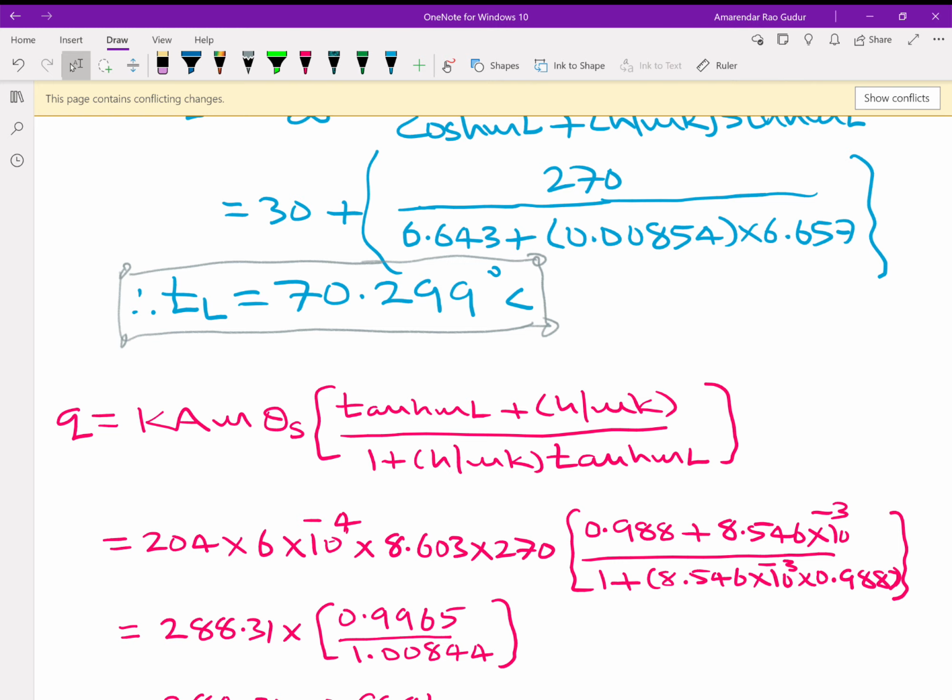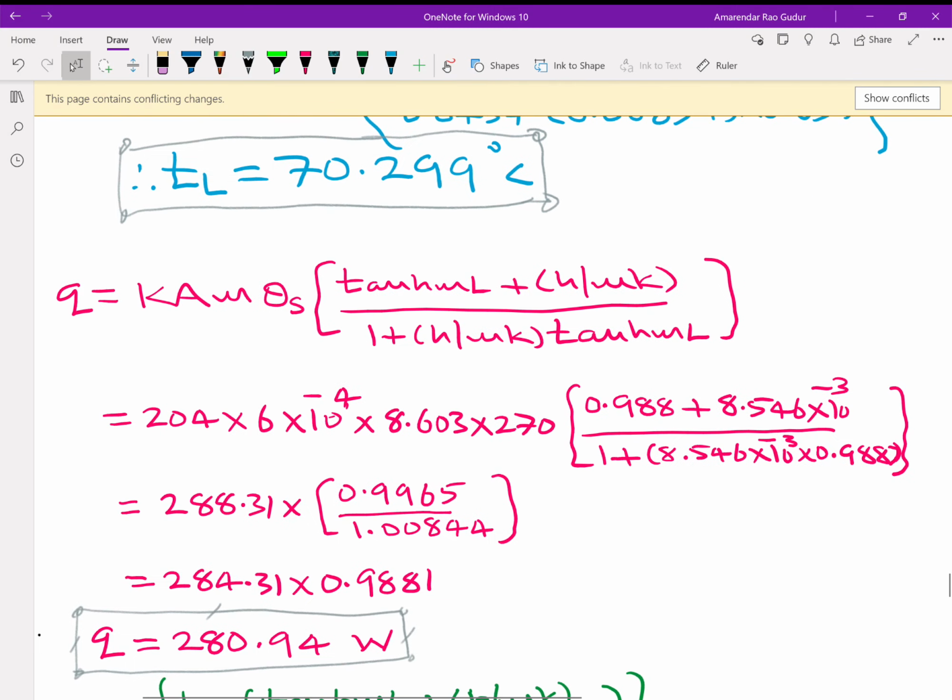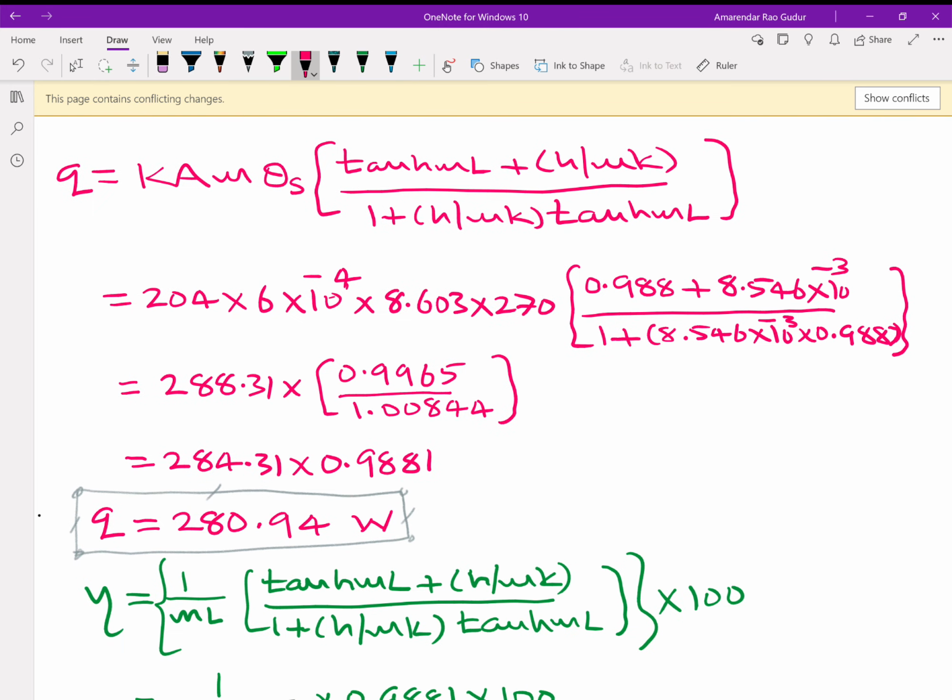Again, first terms account for lateral contribution, second terms account for end contribution. See, lateral contribution 0.988, end contribution 8.546 10 power minus 3, absolutely small. Right, then you can substitute for K 204, then A and M theta S, and you realize that heat transfer rate will be 280.94 watts.